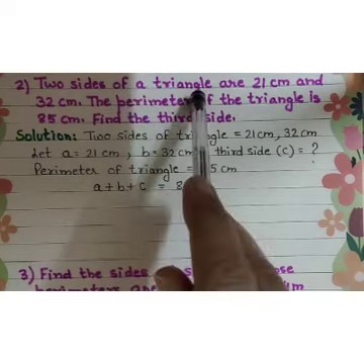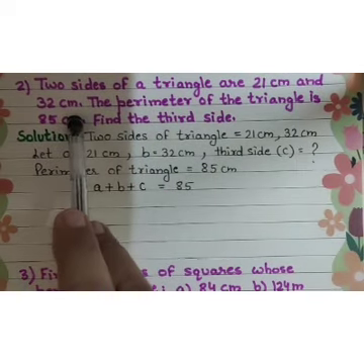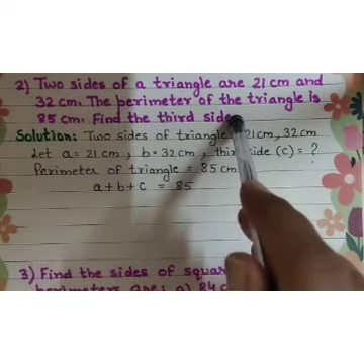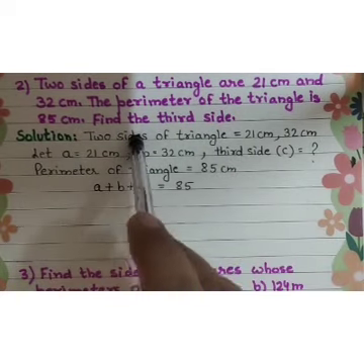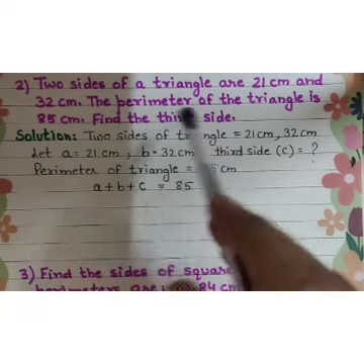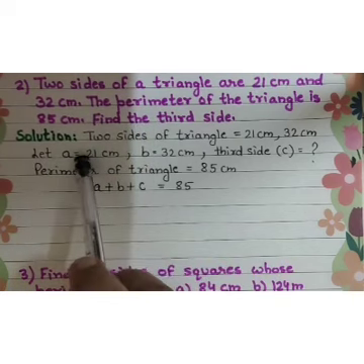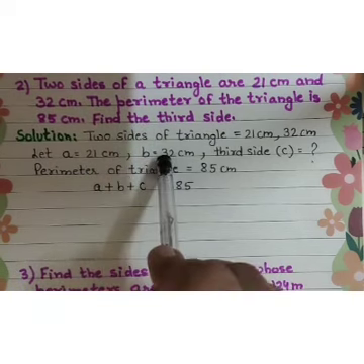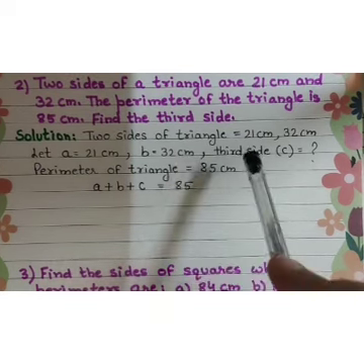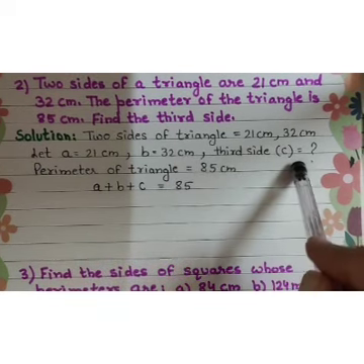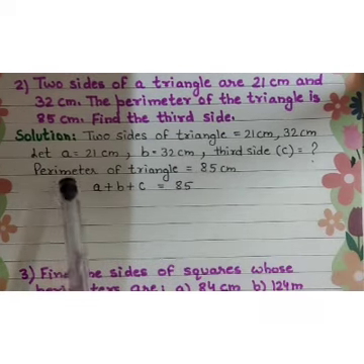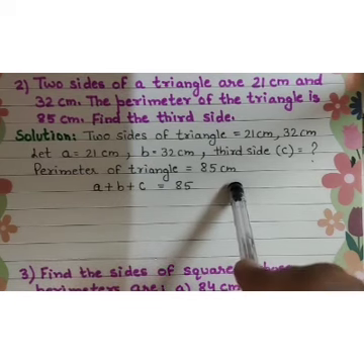Question number 2. Two sides of triangle are 21 cm and 32 cm. The perimeter of the triangle is 85 cm. We have to find the third side. In this question, we have given two sides of triangle. Let us suppose A is equal to 21 cm, B is equal to 32 cm, and we have to find third side C. We have also given perimeter of triangle, that is equal to 85 cm.